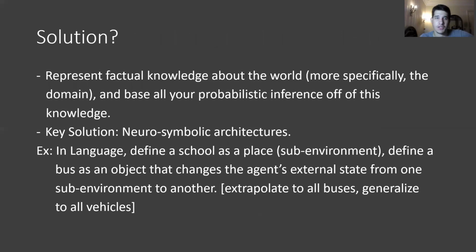So the solution: we just represent factual knowledge about the world, or if we're talking about a narrow domain, we just represent factual knowledge about that domain. And we then base all our probabilistic inference off of this knowledge. The key solution is neurosymbolic architectures.